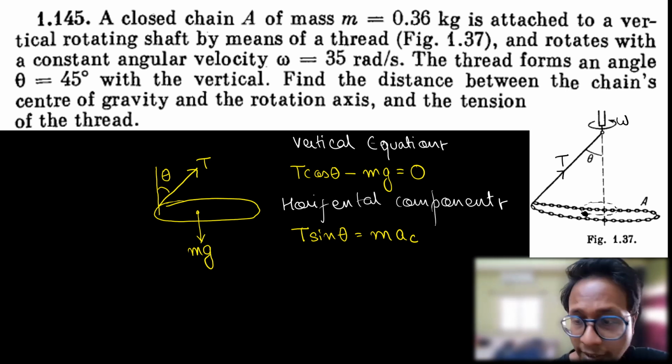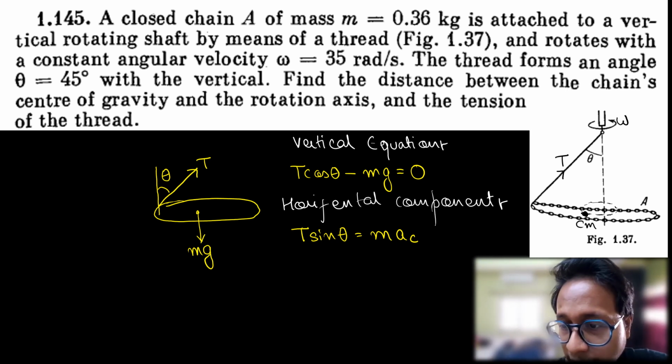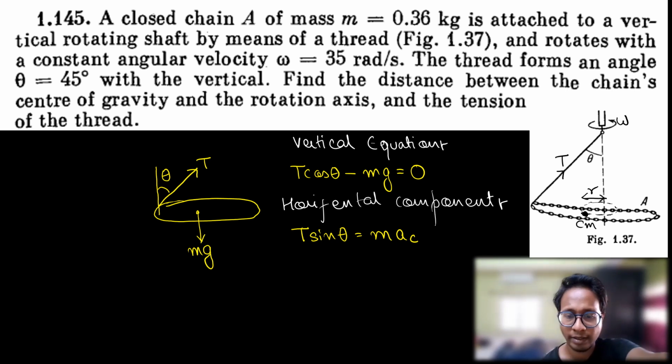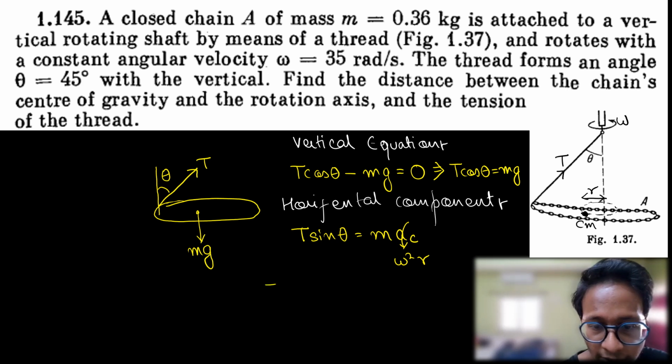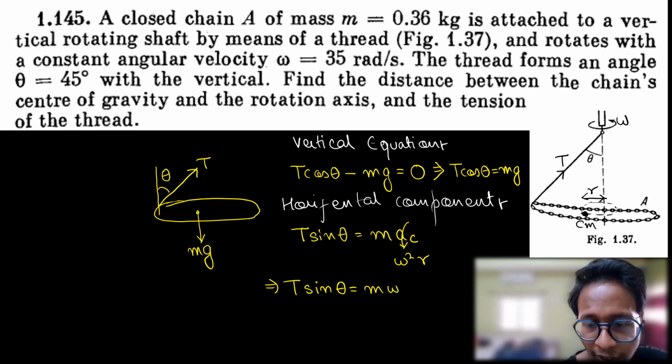The question is asking, find the distance of the center of mass from the axis of rotation. That means you have to find the value of r. The centripetal acceleration is given by v squared by r, or omega squared r. Instead of v squared by r, let's write omega squared r, where r is the distance from the rotation axis. So the first equation is T cos theta equals mg, and the second equation is T sin theta equals m omega squared r.